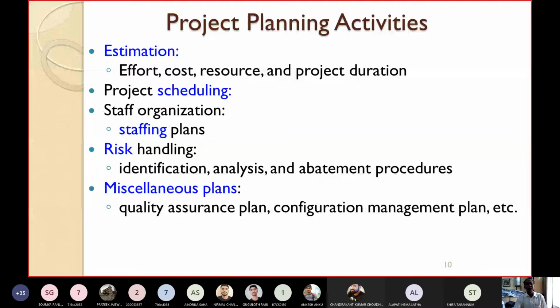Then another planning activity, risk handling. We have already discussed a little bit about risks: how to identify the risks, how to handle the risks. Under risk handling, we will discuss how to identify the risks, how to analyze them, and how to abate or contain them, the different abatement or containment procedures. Finally, you can see some miscellaneous plans like the quality assurance plan. Under this, you can see the ISO 9000 series, Six Sigma, CMM, those things. Then the configuration management plan, and some other things. So these are the various project planning activities. Let's see in detail the further details of project planning activities.